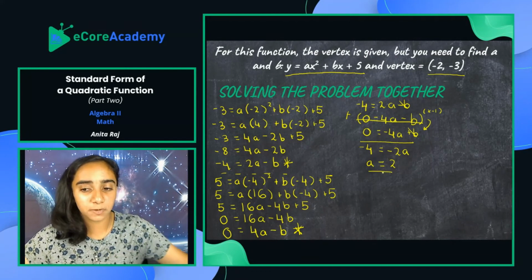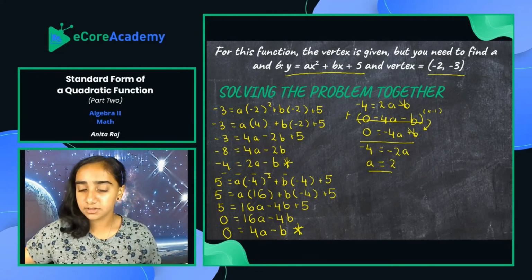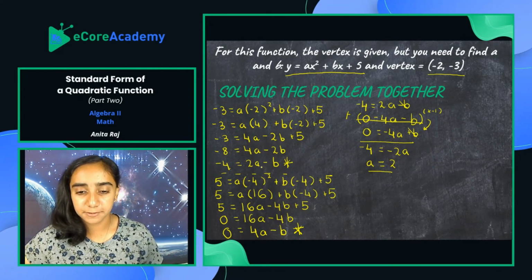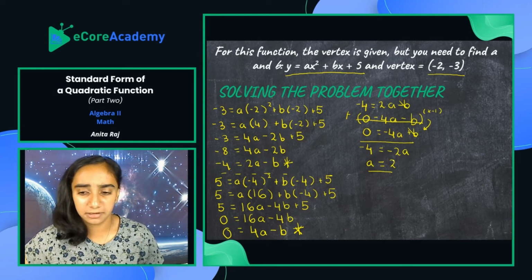We solved the first part. Now we got to figure out what b is equal to. So you can either pick this equation right here, -4 equals 2a minus b, or you can pick 0 equals 4a minus b, and you can just plug 2 back in for a and find out what b is. I picked this one down here because it's just easier to work with, in my opinion. So let's do that over here.